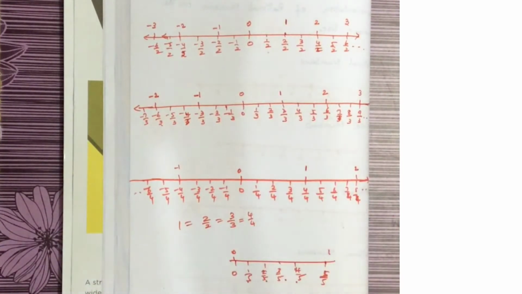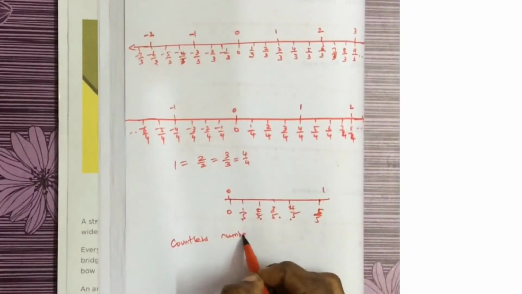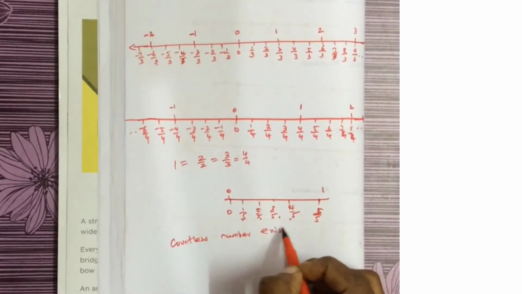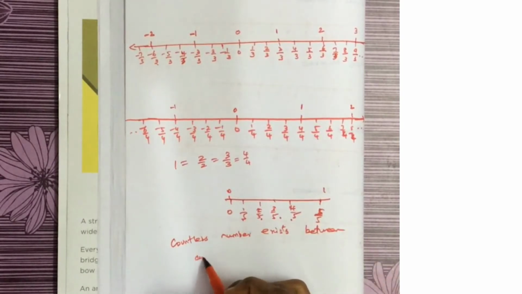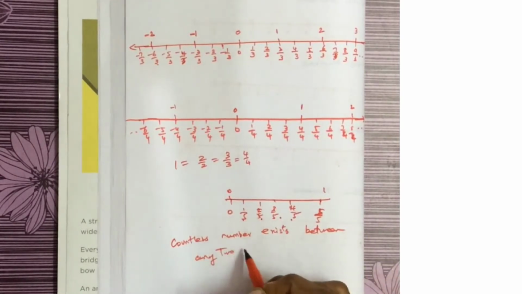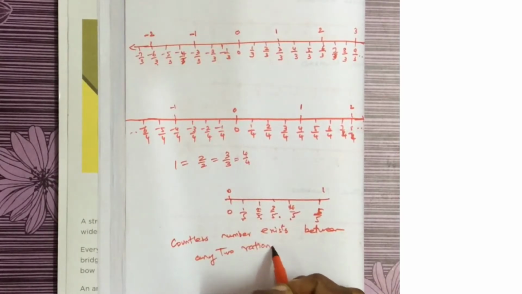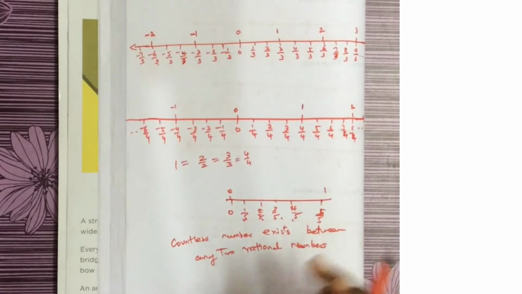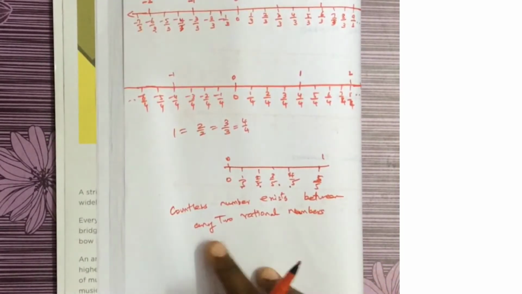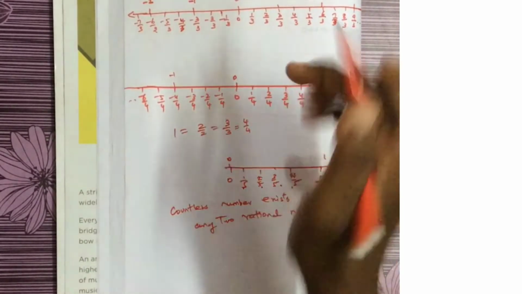So what does it mean? There are countless numbers that exist between any two rational numbers. Okay, there are countless numbers between any two rational numbers.